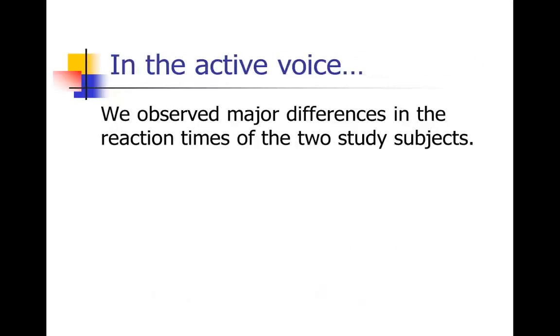All right, so hopefully you got a similar answer to mine. To turn that one into the active voice, you had to recognize that there actually wasn't a subject in that sentence that I gave you. So you had to kind of guess, well, probably this was something in the results section of a scientific manuscript, so we can either put the authors or the researchers or just we if it's written in the point of view of the researchers. So you have to add a subject there. We observed, or even the scientists observed, or the authors observed, major differences in the reaction times of the two study subjects.